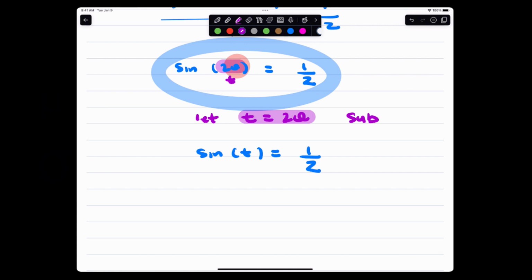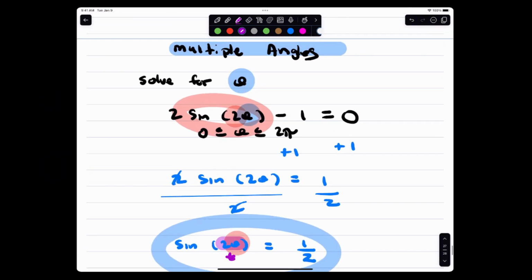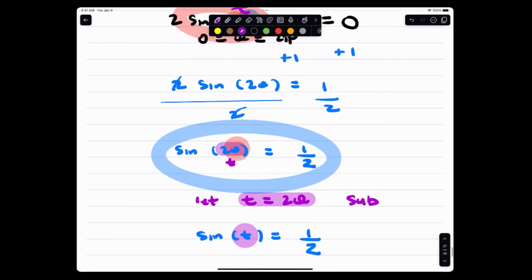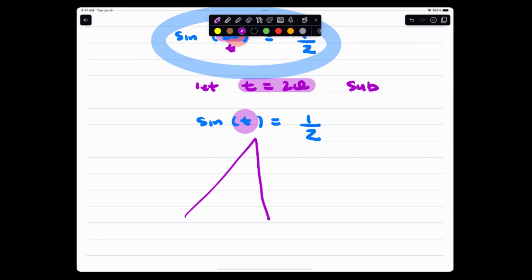So here's your t. So, ladies and gentlemen, that's how you handle this. You're just going to let this be a different variable, a single variable like t. That's essentially what you do. And now this is everything you've done before. You might say, well, what do you mean? Well, it's special triangles here.